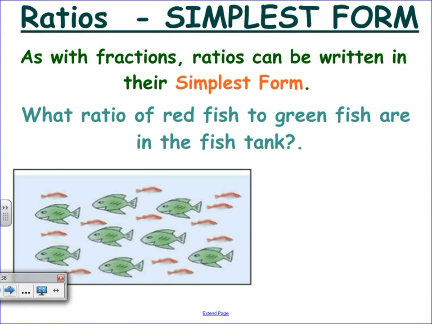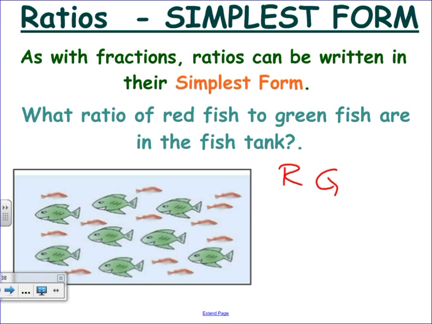This is the 4th type of ratio question, and it's really straightforward. It's to do with simplifying ratios. So ratios are like fractions where you can get them to their simplest form. So the question might involve this: the ratio of red fish to green fish in the tank, what is it in its simplest form? So what's the first thing I'm going to write down? R to G. And it's really important you write it that way round, because if you go G and R, you've lost a mark straight away, because your ratio will be the wrong way round.